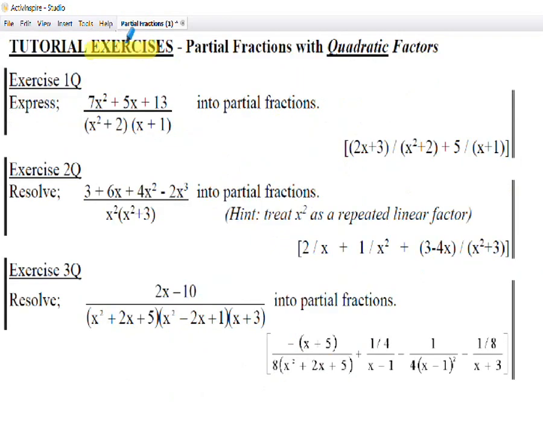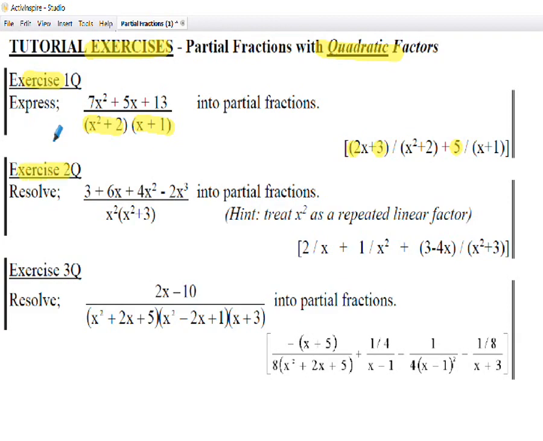Okay, leave you with some tutorial exercises on quadratic factors here. In exercise 1, if you notice in the denominator you have a quadratic factor, the x squared plus 2, and a linear factor, the x plus 1. So your solution sequence of partial fractions will be ax plus b over the x squared plus 2, plus c over the x plus 1. And your a, b and c constants are given in the answers.